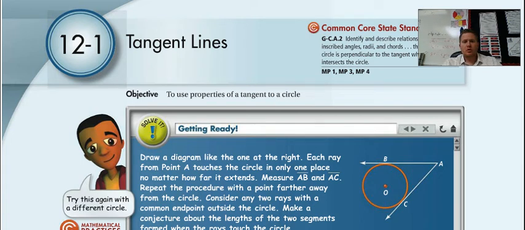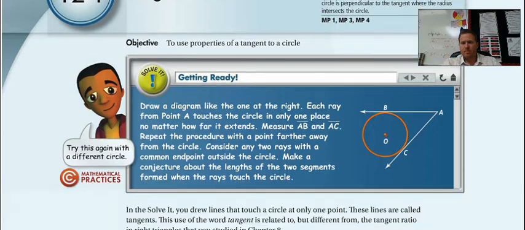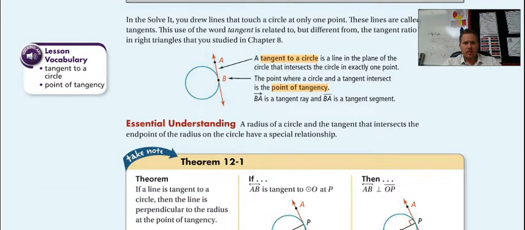Welcome, this is 12.1 tangent lines, and what we're going to do first is start off with some vocab. So let's have you guys write down this picture and these couple sentences right here.